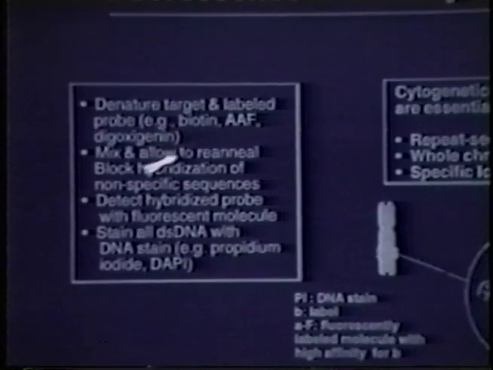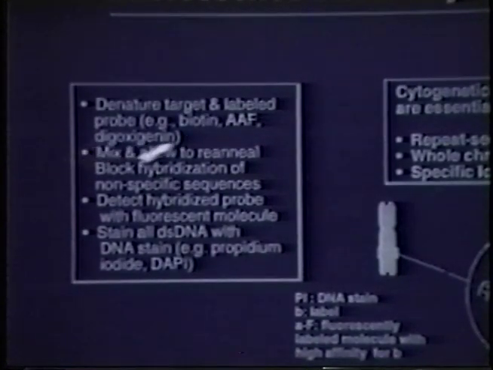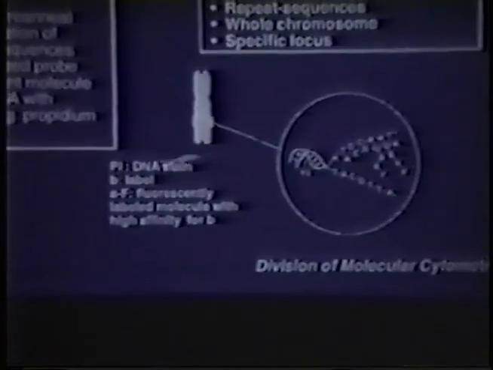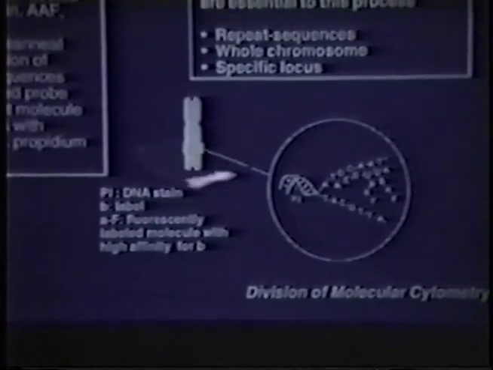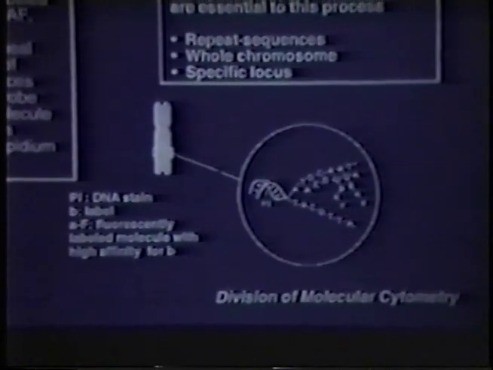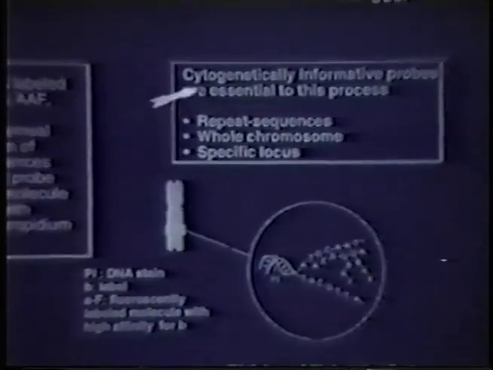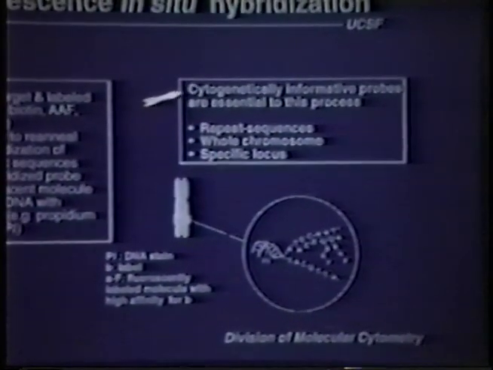Might point out that since we have all of these different detection reagents, it's possible not only to detect one probe, but to detect several. You might label one yellow, one red, one yellow and red, and so on, so that you can look at multiple genetic events simultaneously. Now, the key to this whole technology is to have cytogenetically informative probes.